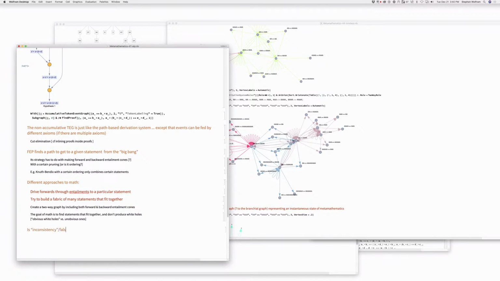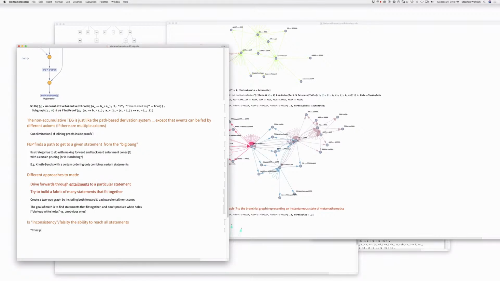Inconsistency, falsity. Well, yes, the ability to reach all statements. This is like the principle of explosiveness, right? That you can conclude any statement from a contradiction, basically. Right. Oh, I think it's principle of explosion, actually, not explosiveness.